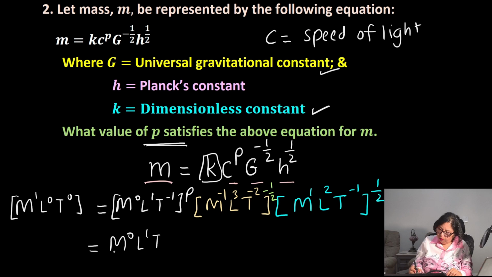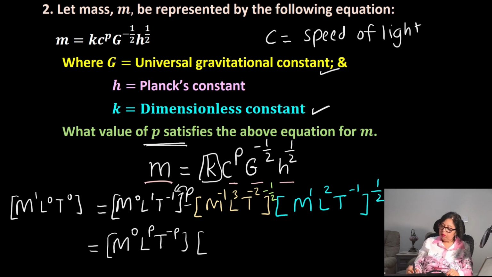M0, L1, T minus 1. Okay, let me do something here. We're going to bring this p inside the parentheses. So this p will multiply each of the exponents. So m to the power 0 times p is 0. L to the power 1 times p is p. T to the power minus 1 times p is minus p.